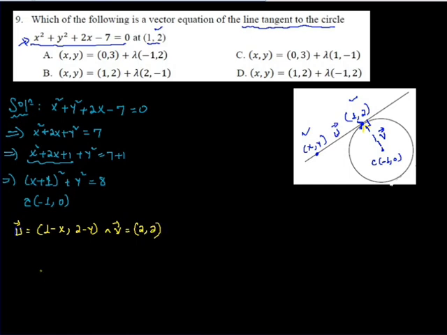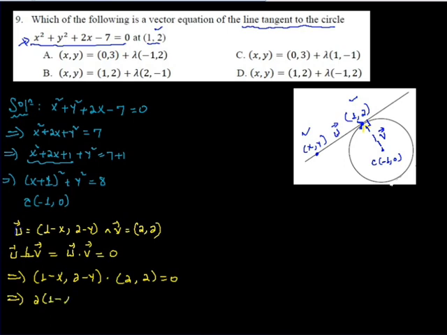We know that u and v are perpendicular to each other. So u dot v must be 0. If 2 vectors are perpendicular, their dot product is 0. That means (1 minus x, 2 minus y) dot (2, 2) is 0. So calculating the dot product, it becomes 2 into (1 minus x) plus 2 into (2 minus y) is equal to 0.